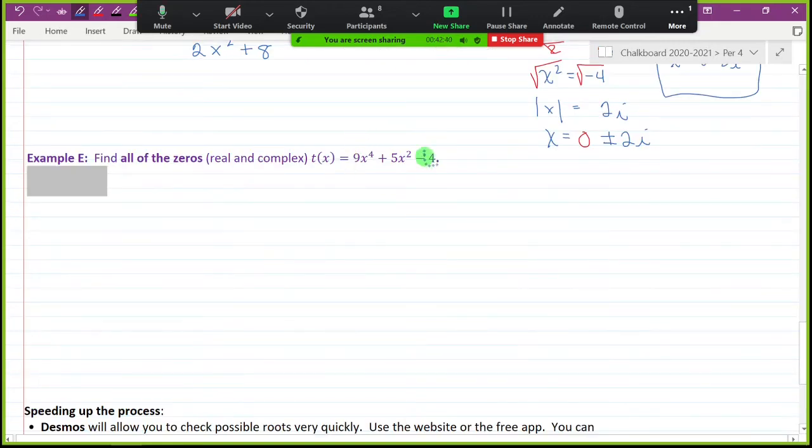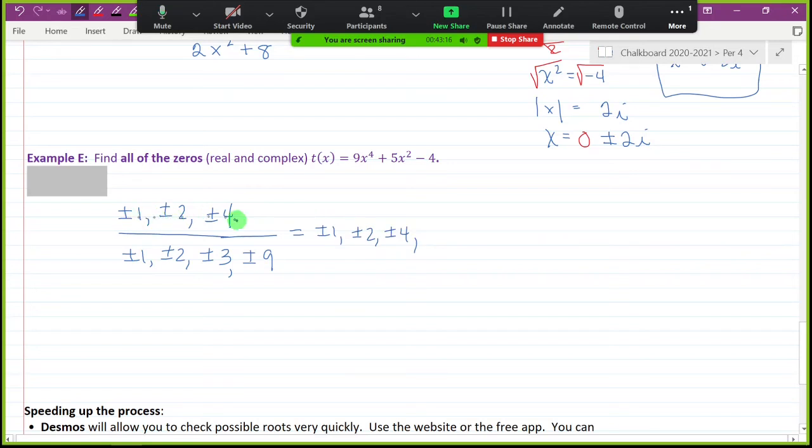We have our P is 4 and our Q is 9. So the factors of 4 will be plus or minus 1, plus or minus 2, plus or minus 4 on top. On the bottom, the factors of 9 are plus or minus 1, plus or minus 3, and plus or minus 9. We're going to divide all three of these by each one of these. Dividing everything by 1, we just get the same list.